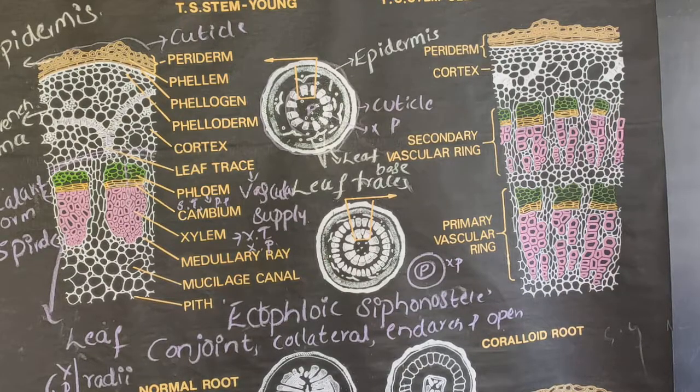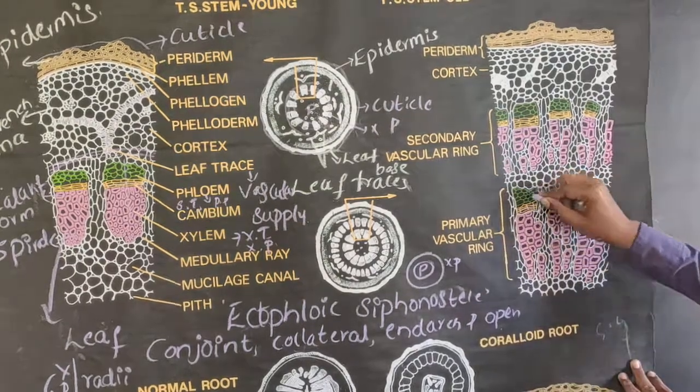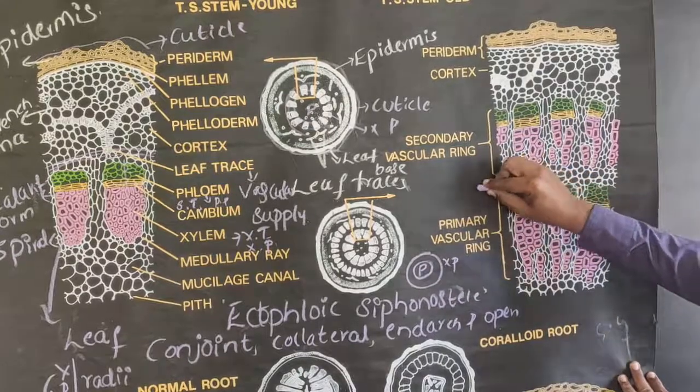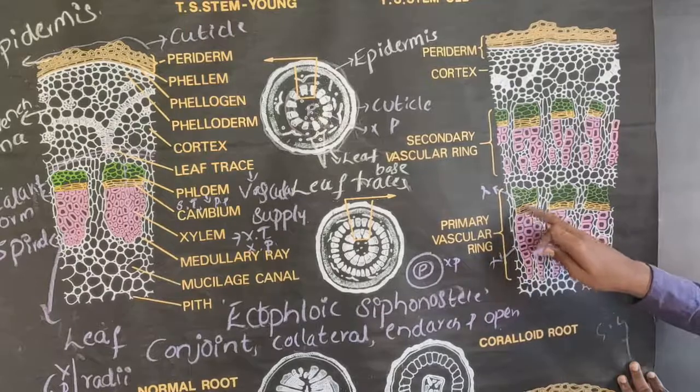So, if you look at the activity of vascular cambium, usually again this vascular cambium also consists of two types of cambium: interfascicular cambium and intrafascicular cambium. Interfascicular cambium means the cambium is present in between the vascular bundles. This is phloem and this is the xylem. So in between these two, cambium is present.